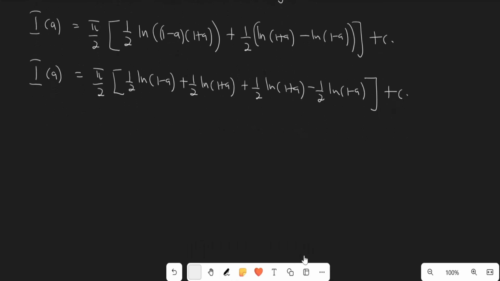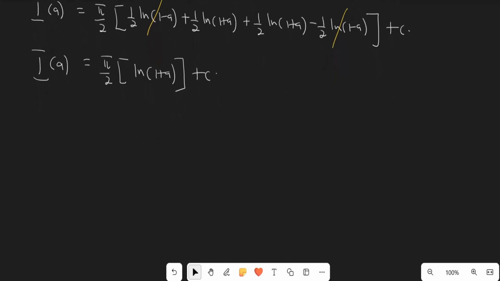Will there be any cancellations? So we see that ln of 1 minus a is going to cancel its counterpart here, right? Beautiful. Now I of a is equal to pi over 2 in front, and that is going to be multiplied by half of this plus half of the same thing, which is going to be ln of 1 plus a, like this, plus the constant of integration. But we now have to find what this constant is, right? So now let me switch colors.